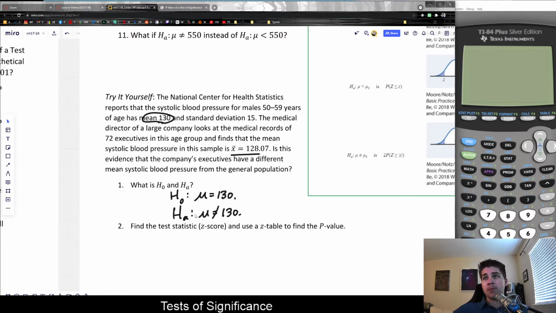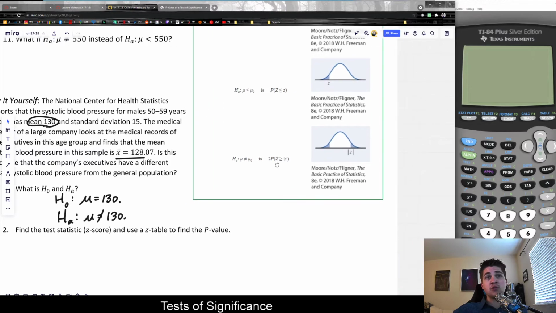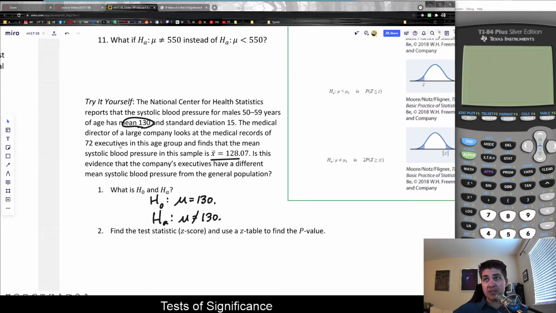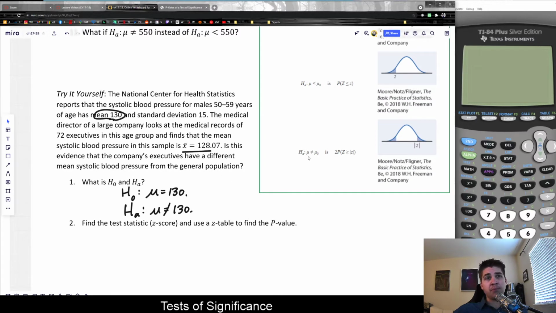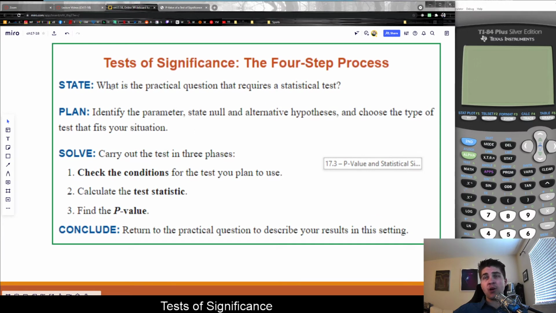We've chosen the proper alternative hypothesis to be two-tailed because we don't have any assumptions about the 72 executives at our company and how they reflect the company as a whole, about whether their blood pressure is lower or higher than the average. So, all those go into understanding the situation at hand.